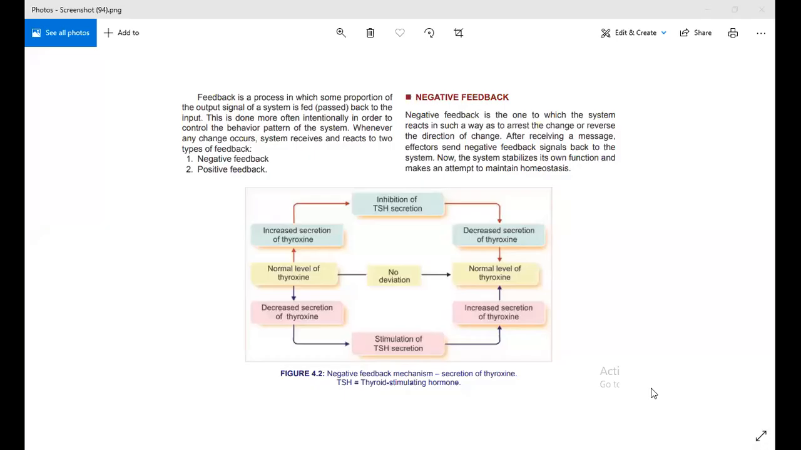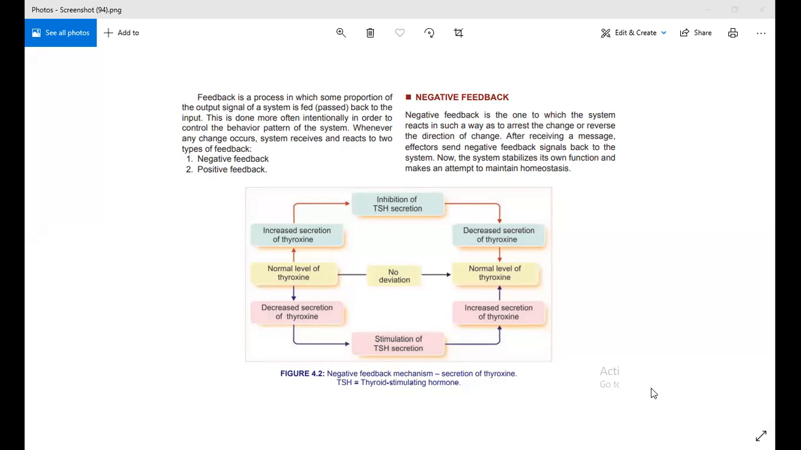Good. So let me share my screen with you again. In this picture that I'm going to share with you, you would see an example of a negative feedback, but I need to first explain what a negative feedback is.